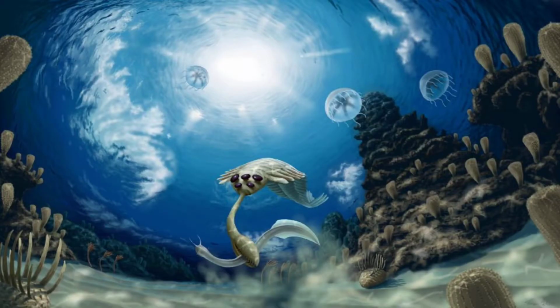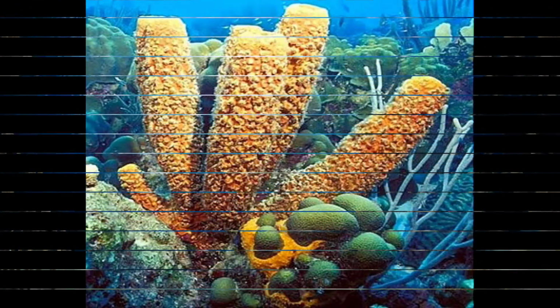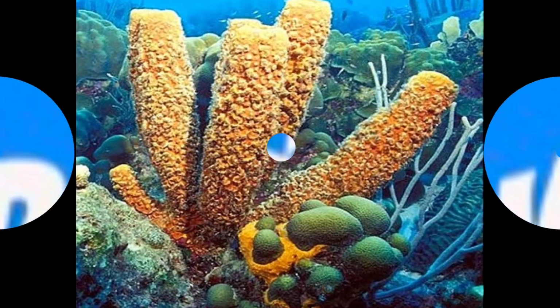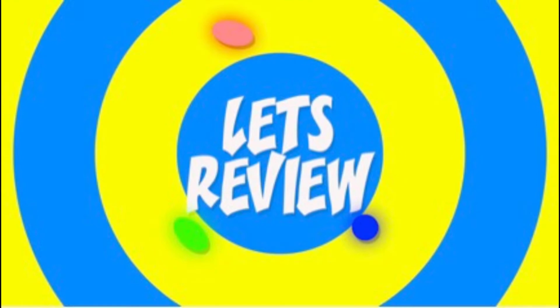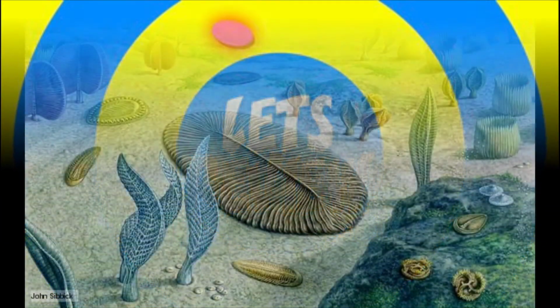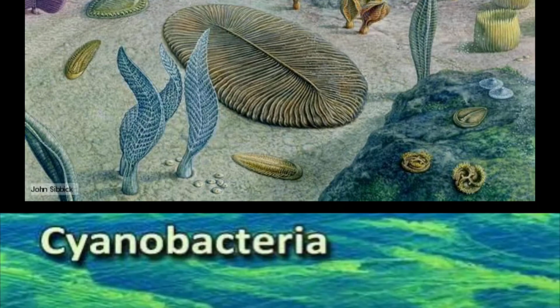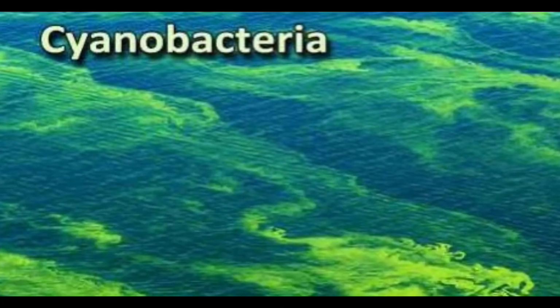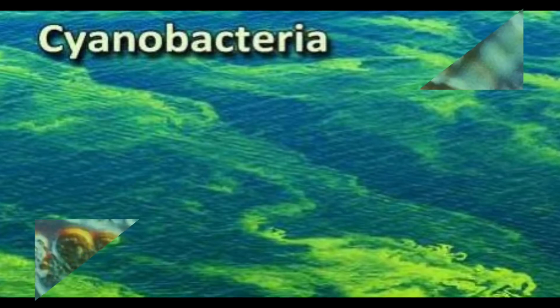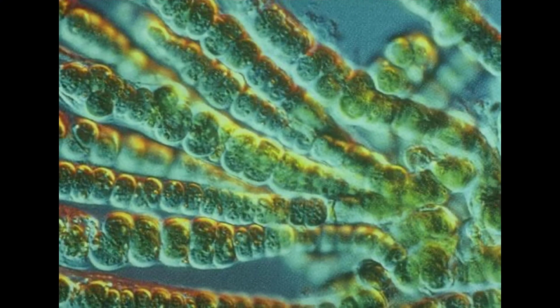And then we had sponges, jellyfish, and corals. Do you want to review and see what were all the forms of life in the Proterozoic era? Right. The ocean was full of cyanobacteria or blue-green algae, the first forms of life that cleared up the air.